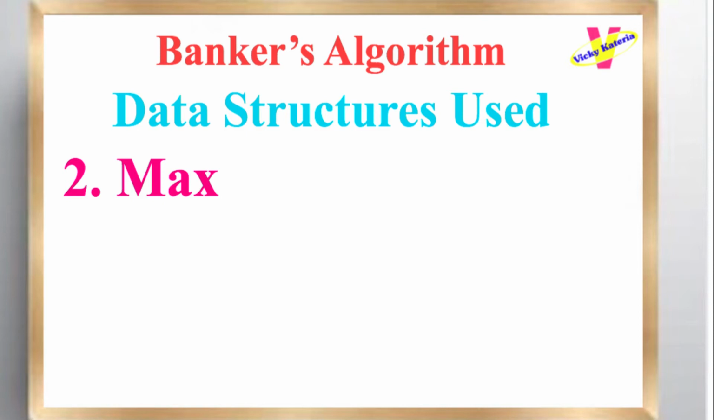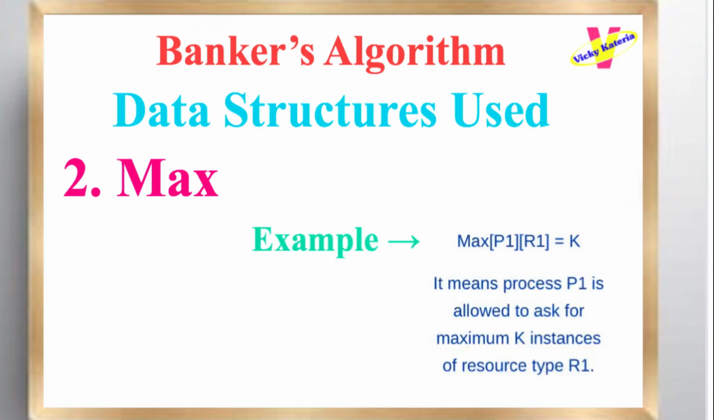Max. It is a 2-dimensional array that specifies the maximum number of instances of each resource type that a process can request. Example: Max[P1][R1] equals K. It means process P1 is allowed to ask for maximum K instances of resource type R1.